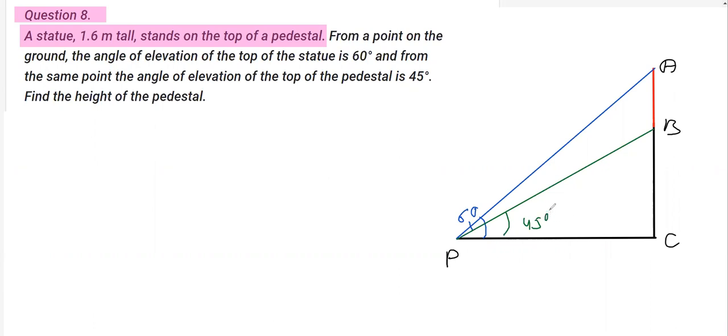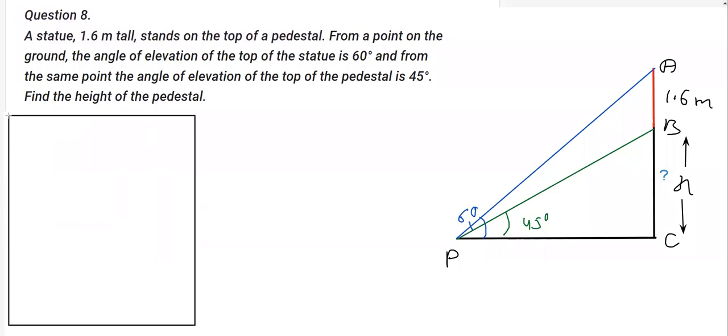Further, we know the height of the statue, which is given as 1.6 meter, and we have to get the height of the pedestal. So from the question, the height of the pedestal, that is BC, is what we have to find out. As of now, we can take the length of BC as X. Now for solving, we are going to take a right angle triangle. We can start with any right angle triangle.